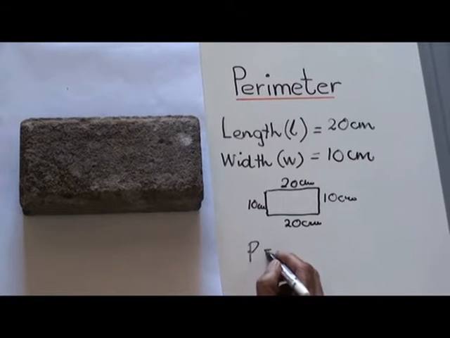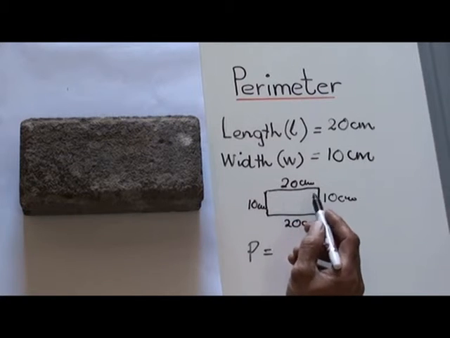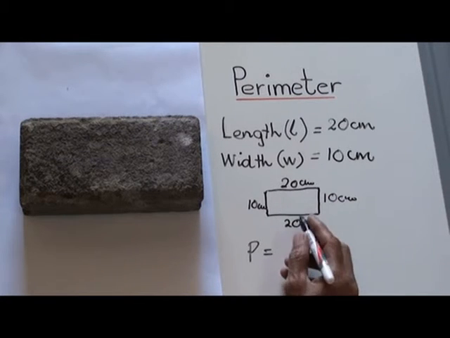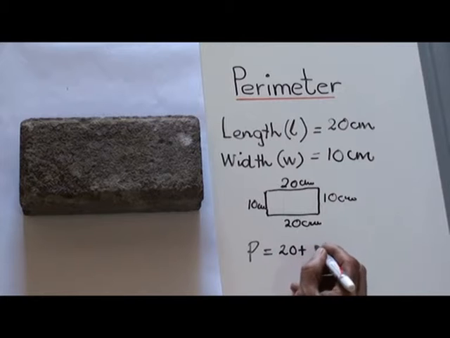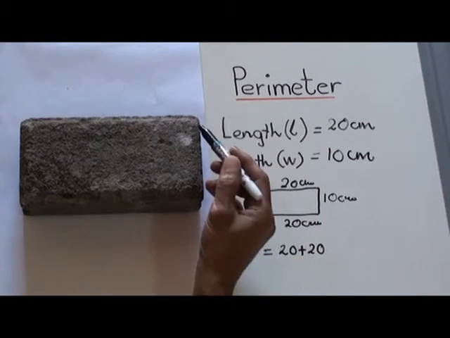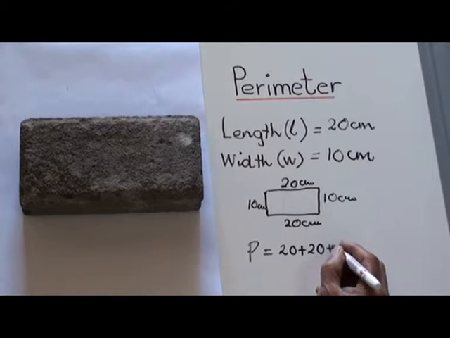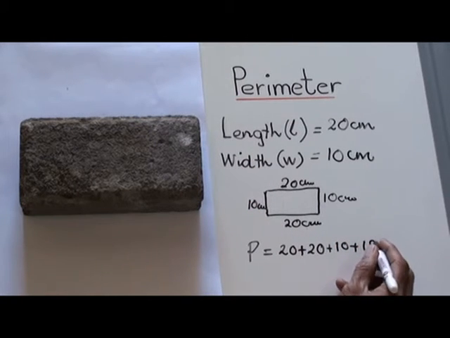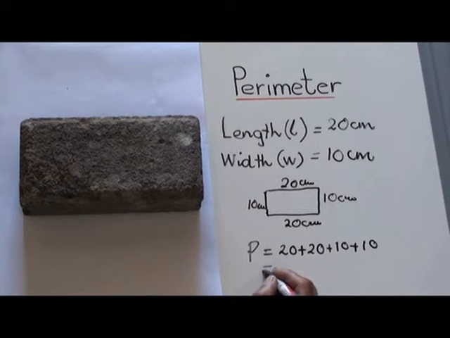Therefore the perimeter is equal to twice the length. So it's 20 plus 20 plus 2 of the width. So that's 10 plus 10. Therefore the perimeter is equal to 20 plus 20 is 40, 50, 60 centimeters.